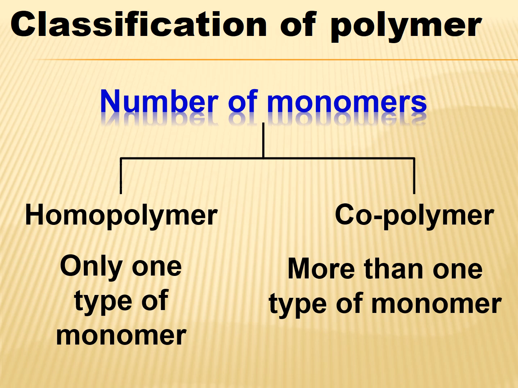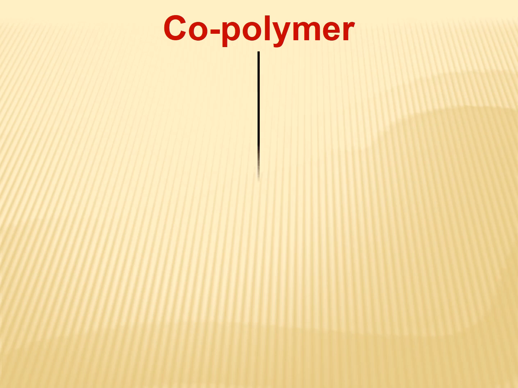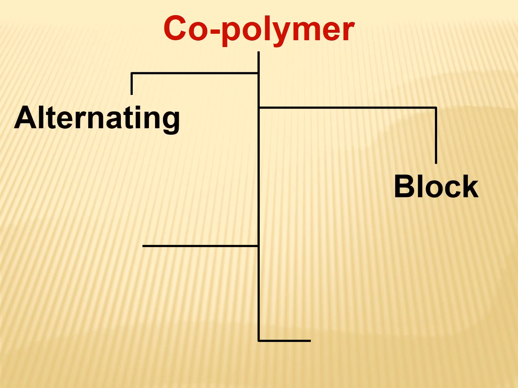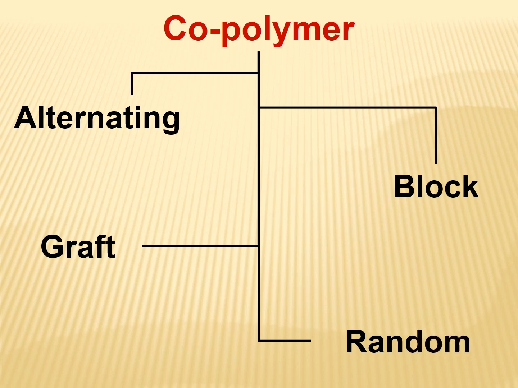So we will be discussing some examples of copolymers. Before that, copolymers can be classified in different ways. Copolymers can be classified into four different categories, called alternating, block, graft and random copolymers. Now what are these, and how can they be classified like this?